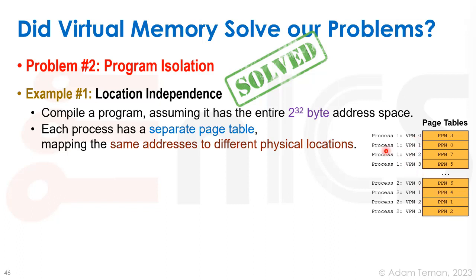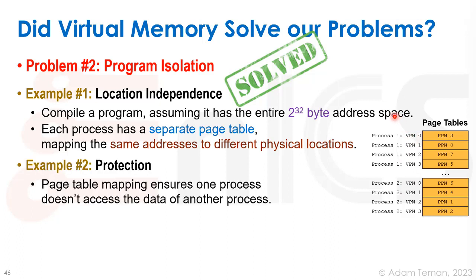Therefore, we can have VPN 0 over here and VPN 0 over here point to 2 different physical page numbers. All we have to do is swap the page table base register in order to access the different ones. Example number 2 that we said was a problem was protection. How do we protect one process from the other, so they think they're running their own thing and we won't have this process accidentally override some variable that this one is using, or read some variable that it shouldn't know about? Page table mapping ensures that one process doesn't access the data of another, and it solves that problem as well.